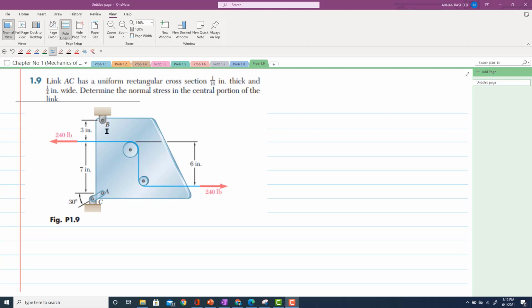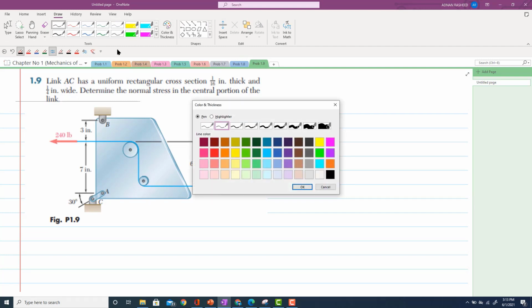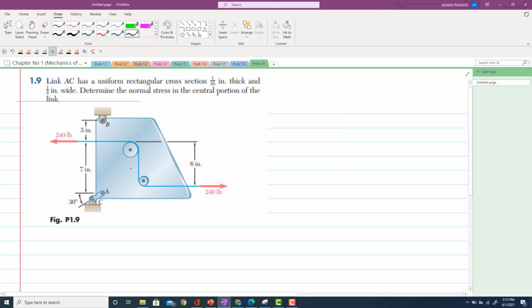In problem 1.9, you can see there are two parallel forces of 240 pounds acting over here, and these forces are non-coincident. These are parallel and non-coincident forces. So this is support point B, and this is support point A. Let me choose the marker. Okay, so this is one support and this is another support.